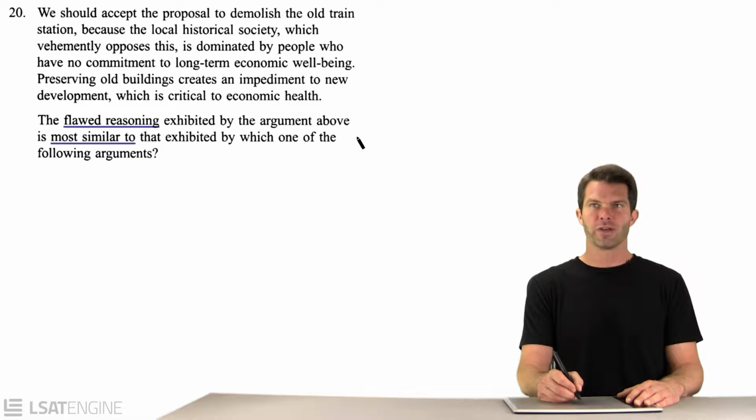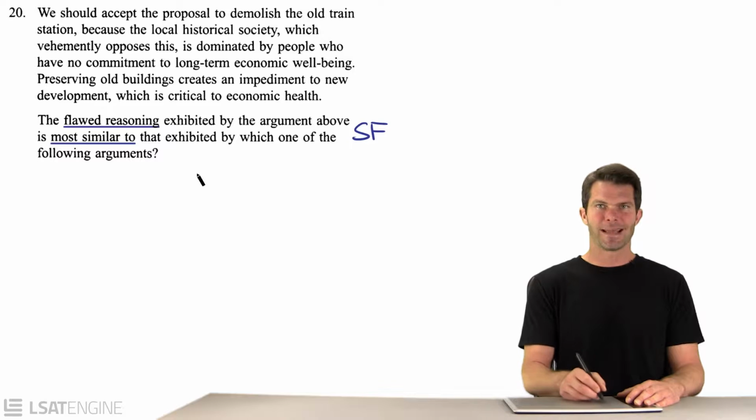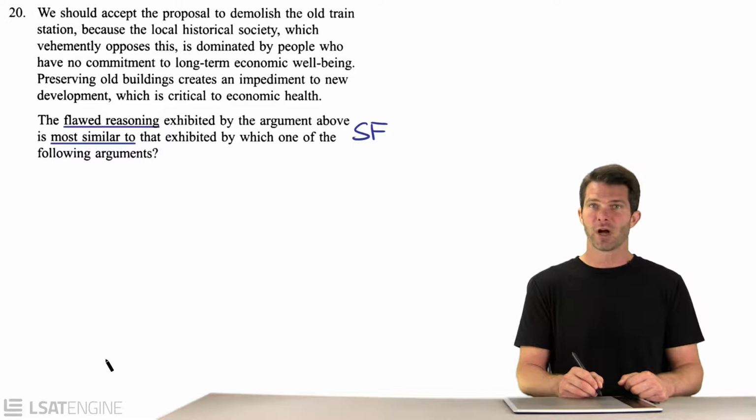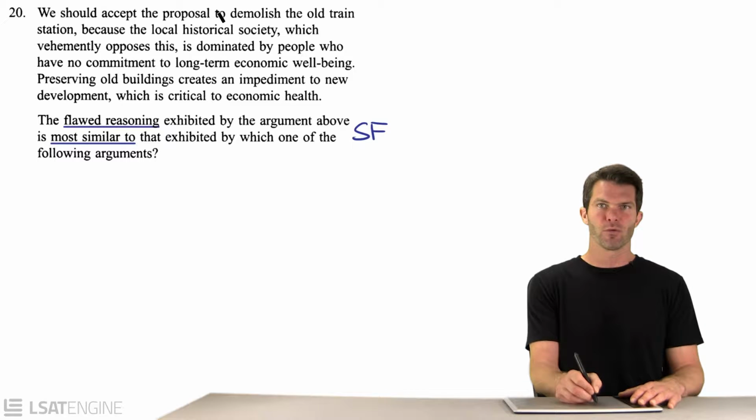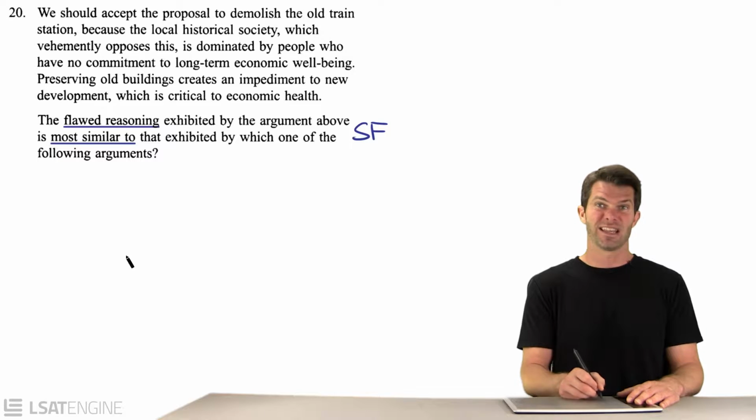This is a similar flaw question, so we're looking for the flaw in the passage, and then we want to find an answer choice that's engaging in that same flaw. The big difference between this and a regular flaw question is that we're more inclined to diagram, because if we can build a template of what's going wrong up here, we can use that template to find a similarly flawed answer choice in the answers.